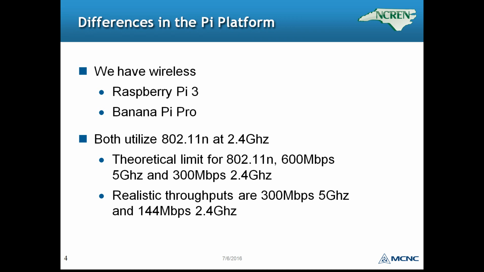I've got some numbers up here for the theoretical limit for N at 5 gigs, which is around 600 megs, and for 2.4 at 300 megs. These, once again, are perfect world. You're never going to see these numbers in the wild. More realistically, what you're probably going to see is about 300 megs on the 5 gig and about 144 megs on the 2.4. So just be aware, if you're going to be using wireless on these guys to do any throughput testing, these are going to be your limitations.